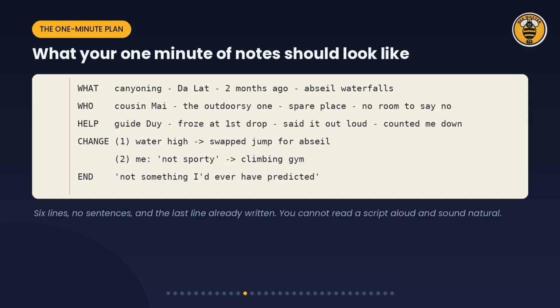So here is what 1 minute of notes should actually look like. 6 lines, no sentences, and a planned final line already waiting at the bottom. You cannot read a script aloud and sound natural, but you can absolutely speak for 2 minutes from this.